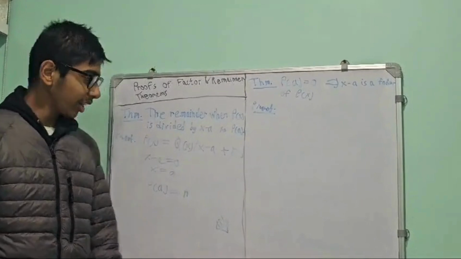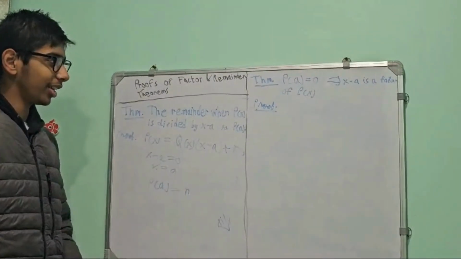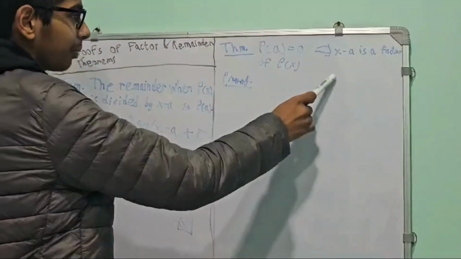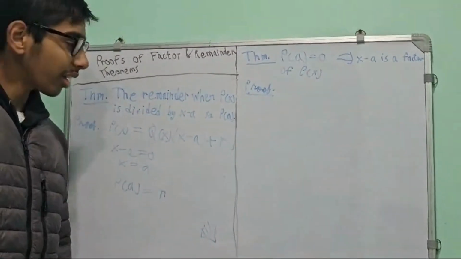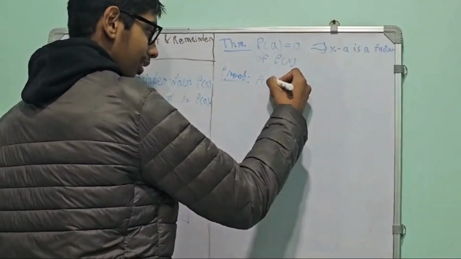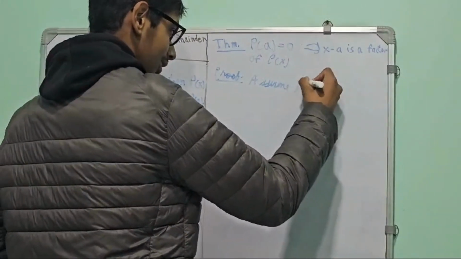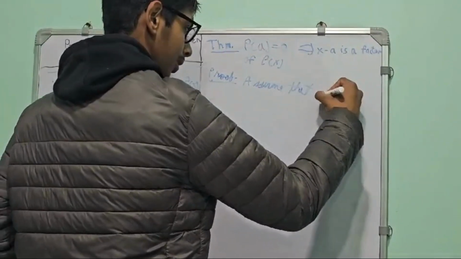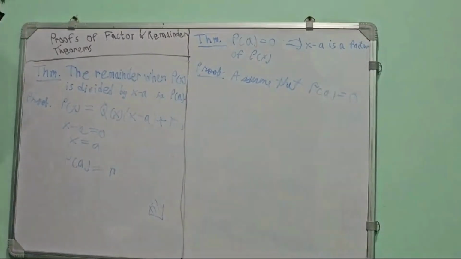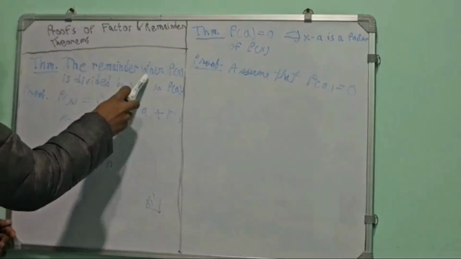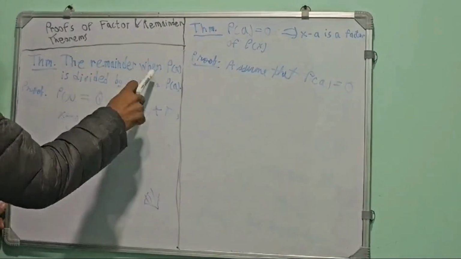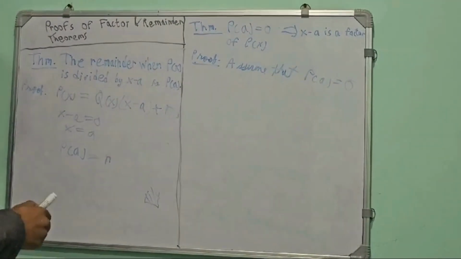So now we'll be proving the factor theorem, and we can easily derive this from the remainder theorem. This states that if p of a is equal to 0, then x minus a is a factor of p of x. And the way we'll be proving this, first we'll assume that p of a equals 0. Then the remainder theorem says the remainder when p of x is divided by x minus a is p of a. So therefore the remainder when p of x is divided by x minus a will also be 0.